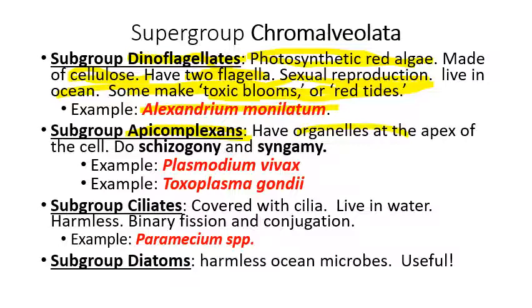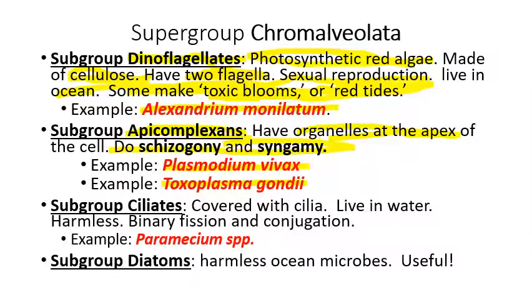Now again, within the Chromalveolata supergroup, we have the subgroup Apicomplexans. They have a complex of organelles at the apex of the cell, and the apex is considered to be the top part of the cell, so they're called apicomplexans. They do both schizogony and syngamy. The two examples that you already know about are Plasmodium vivax and Toxoplasma gondii. Those two belong to the subgroup Apicomplexans, which is a subgroup of the supergroup Chromalveolata.